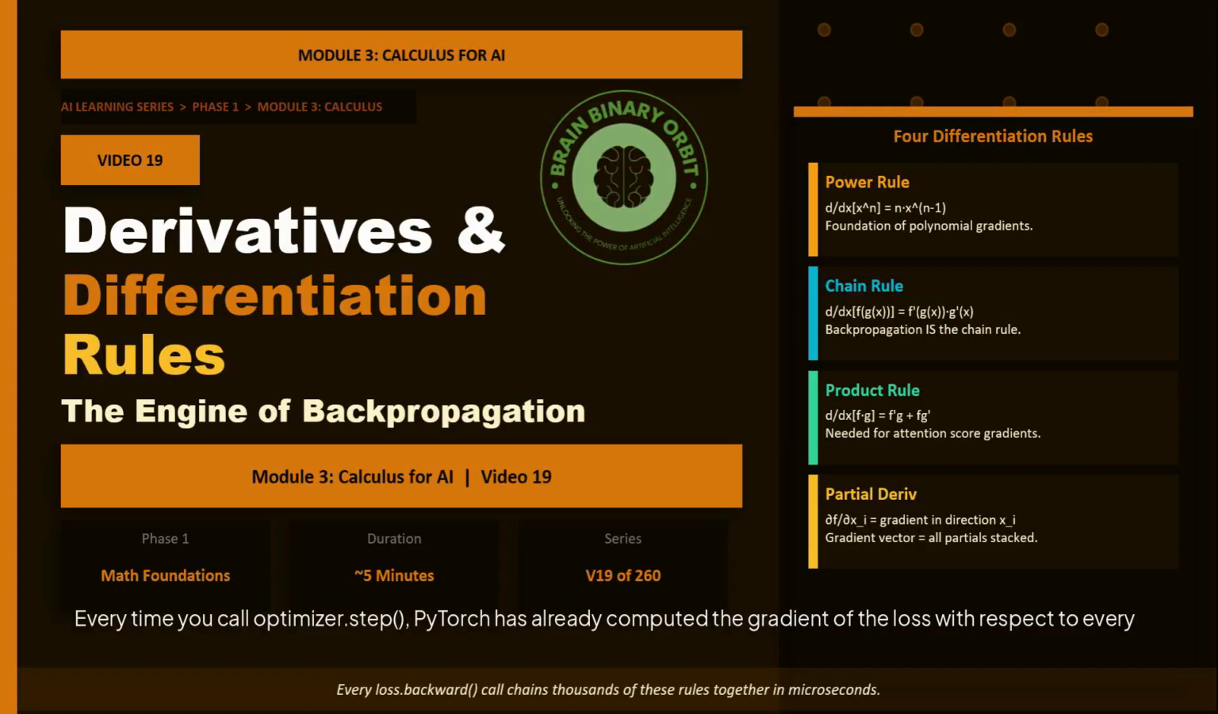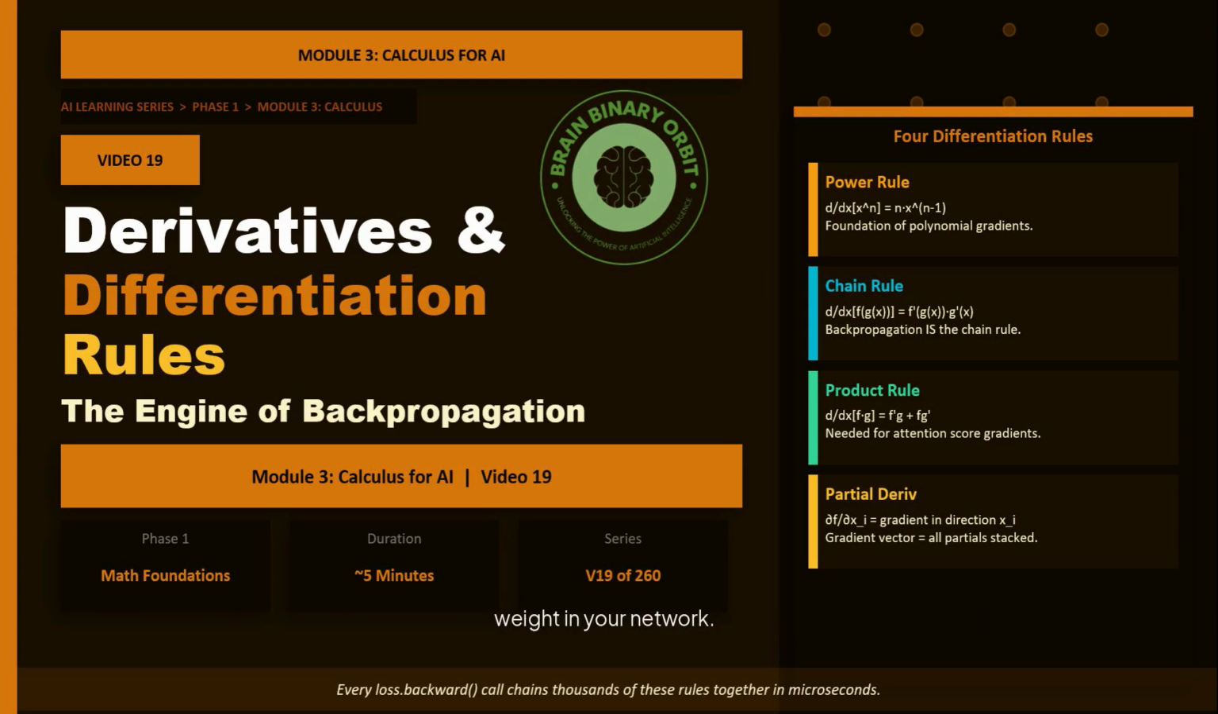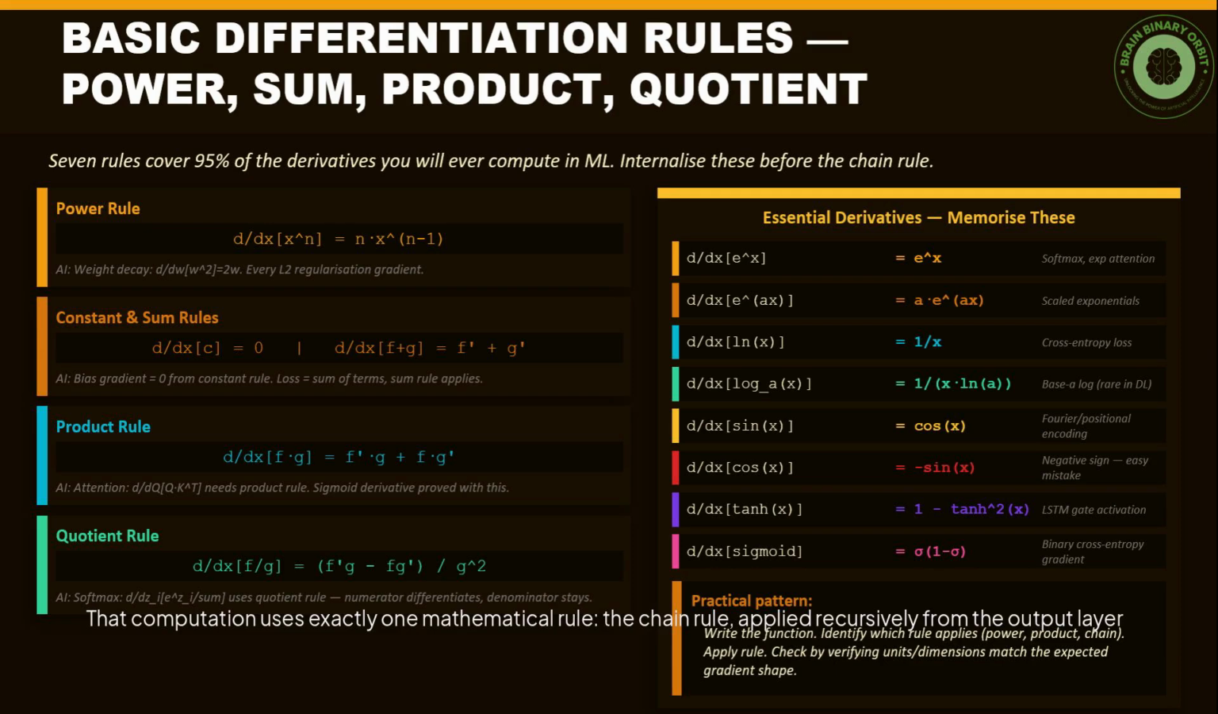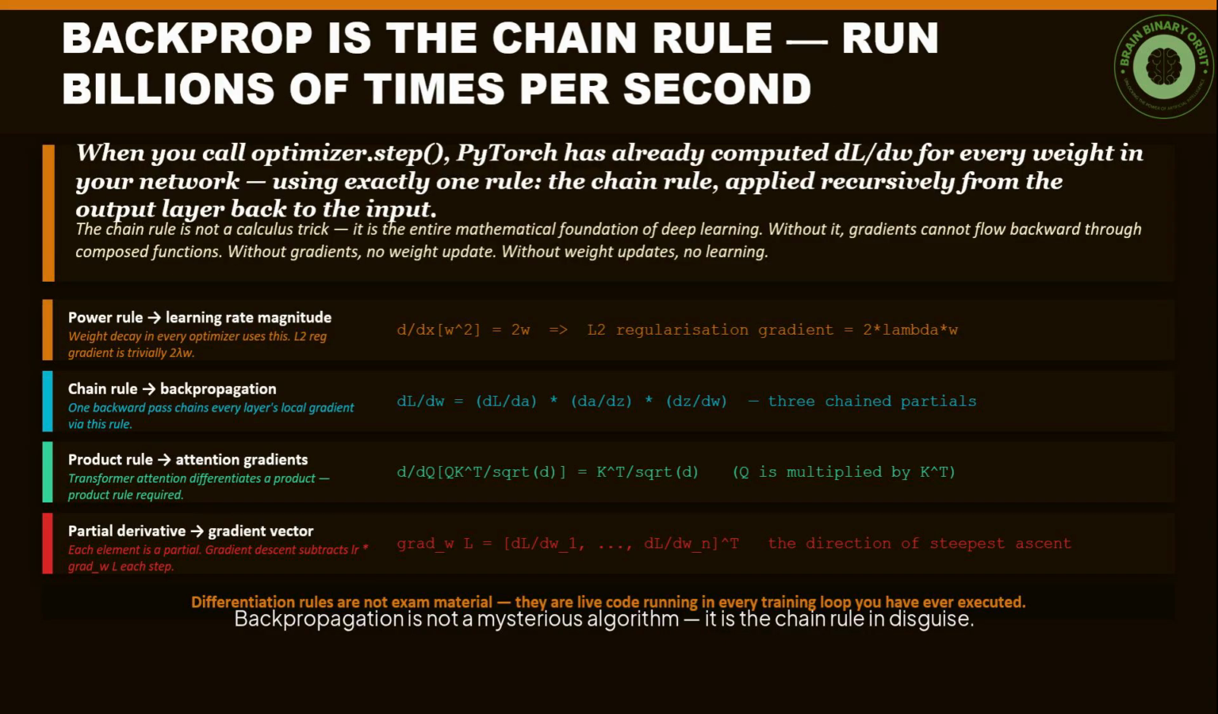Every time you call optimizer.step, PyTorch has already computed the gradient of the loss with respect to every weight in your network. That computation uses exactly one mathematical rule, the chain rule, applied recursively from the output layer backward to the input. Backpropagation is not a mysterious algorithm, it is the chain rule in disguise.